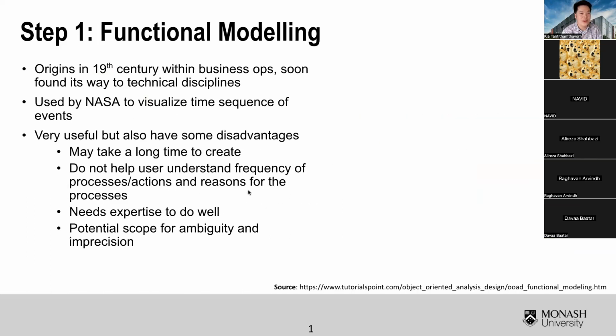Okay, move on. So functional modeling originated in the 19th century within business operations, and it was also used at NASA to visualize the time sequence of events. The NASA rocket system is very complex. Without this kind of modeling, I'm sure there's a high chance of rocket failure, right?